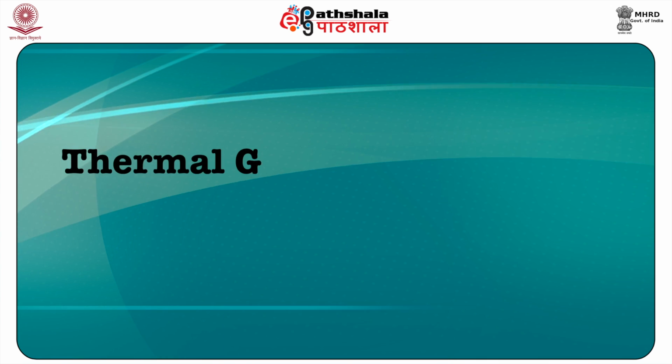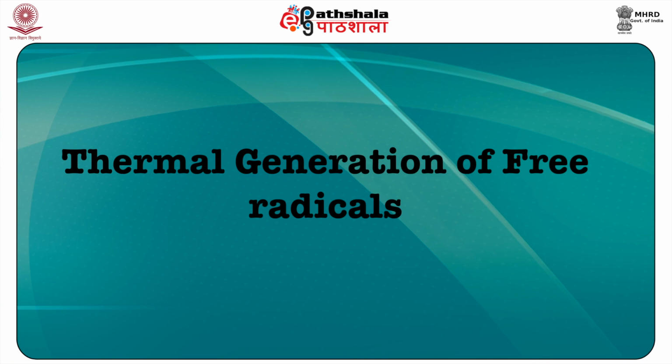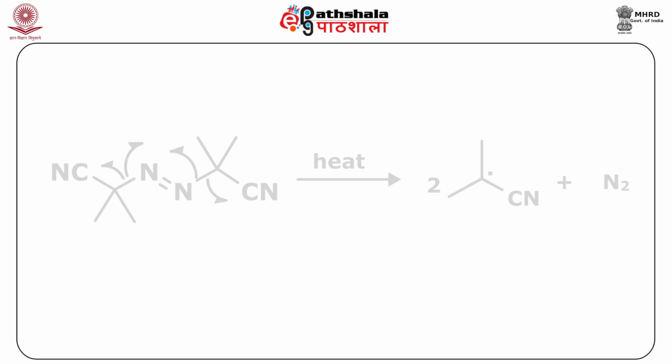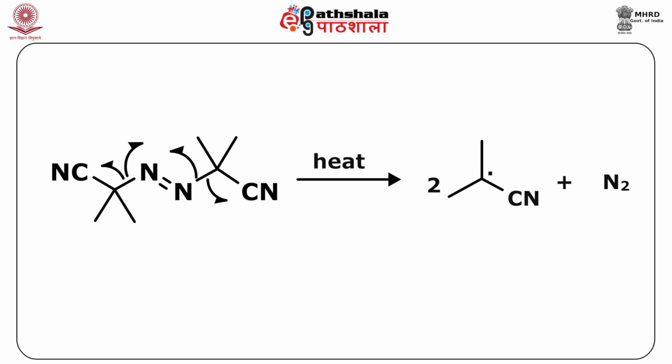Similarly, there are many other examples where thermal generation of free radicals can be done. For example, those compounds which possess an intrinsically weak bond, like dialkyl peroxides. These dialkyl peroxides, on heating, produce alkyl free radicals, as you can see in this example. Similarly, those compounds which on fragmentation form strongly bonded products.